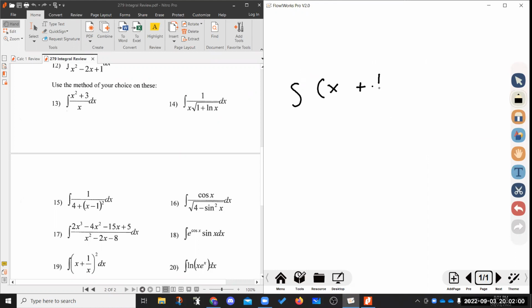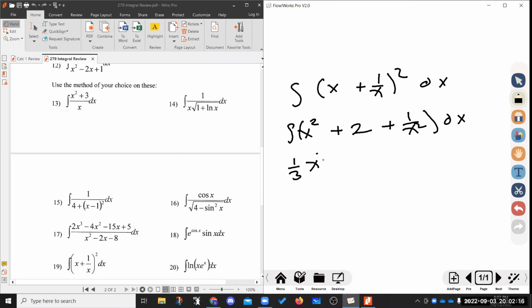Integral of x plus 1 over x, quantity squared dx is going to be x squared plus 2 plus 1 over x squared dx. We're going to do each of those individually. That's 1/3 x cubed, plus 2x minus 1 over x plus c. Power rule on this one, where n is equal to -2, add 1 to the exponent, divide by the new exponent. Divided by -1 is going to change the sign.